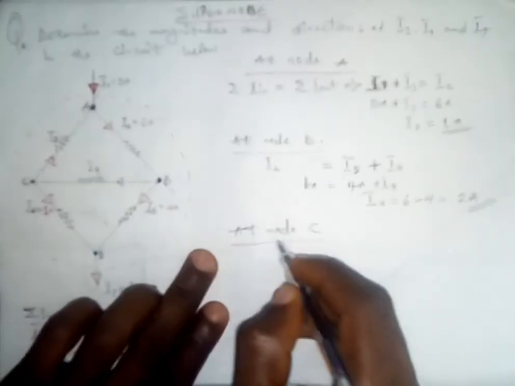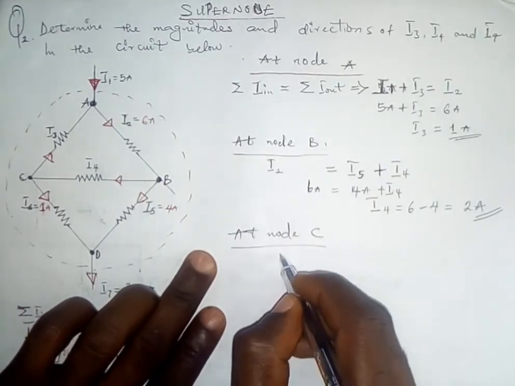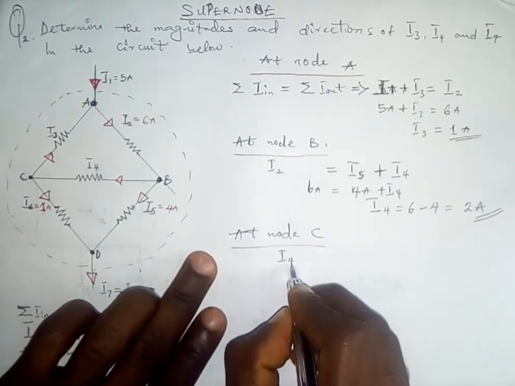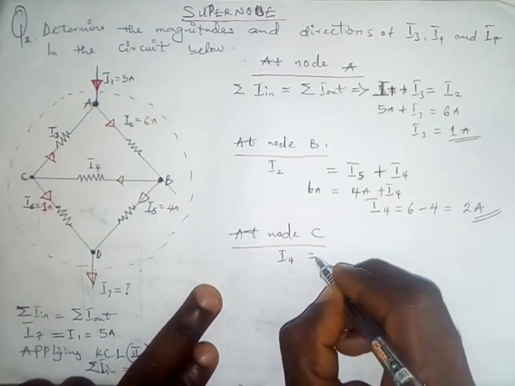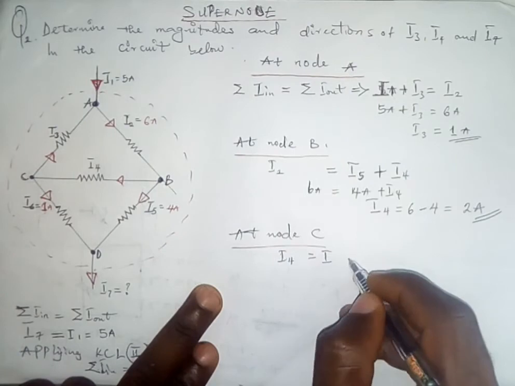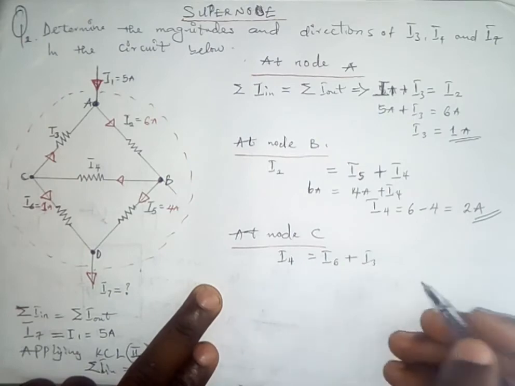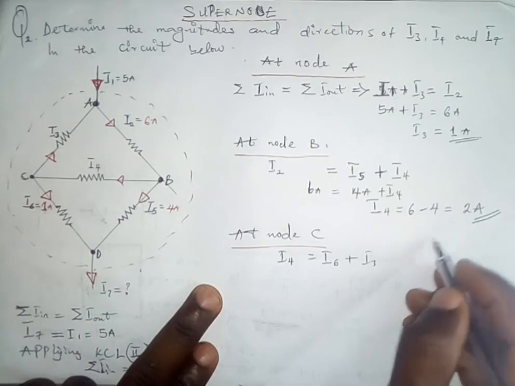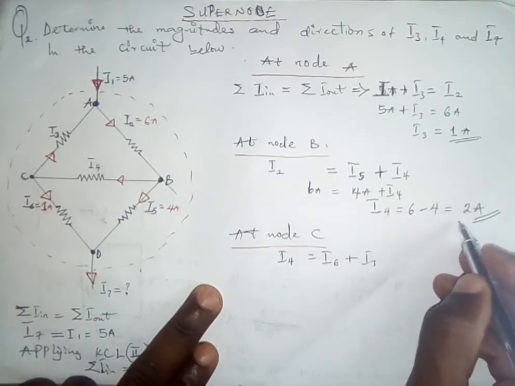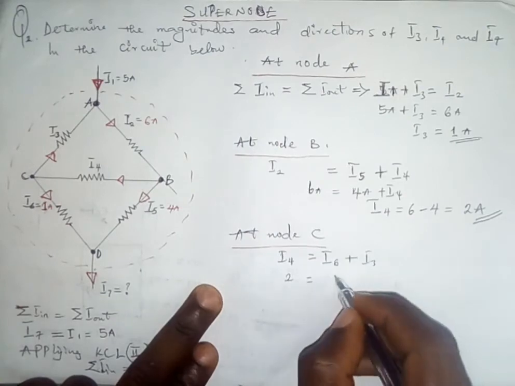So at node C now, there is going to be only I4 entering node C. On the other side we are having I6 plus I3 that is leaving. So our I4 is going to be what? What's the value of our I4? Our I4 is 2, equals I6 plus I3.